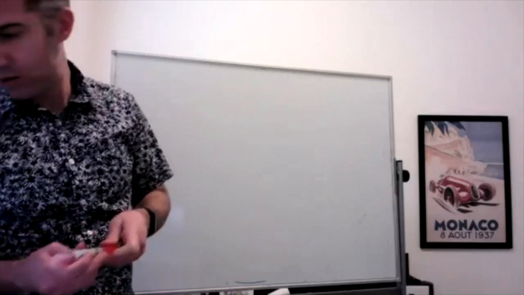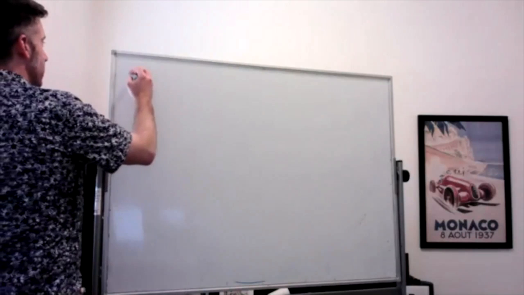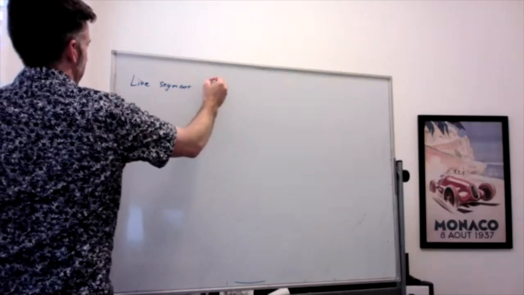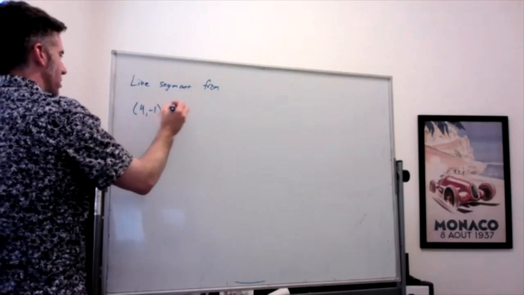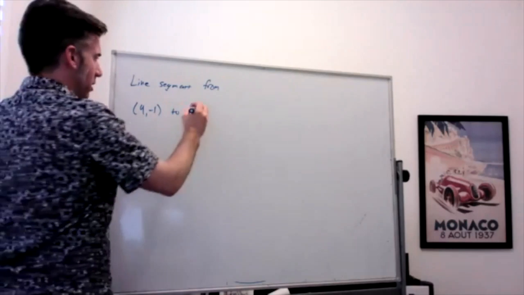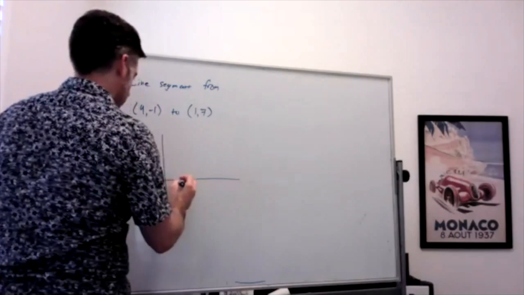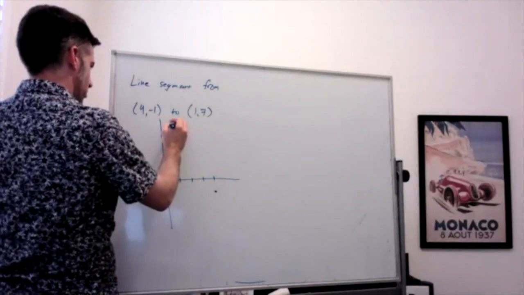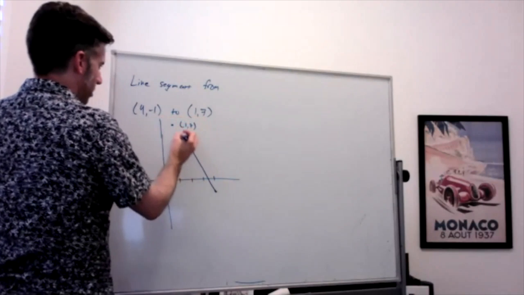So let's say I want to parameterize the line segment from the point 4, -1 to the point 1, 7. Which looks like, sure. I want to start here and I want to end.